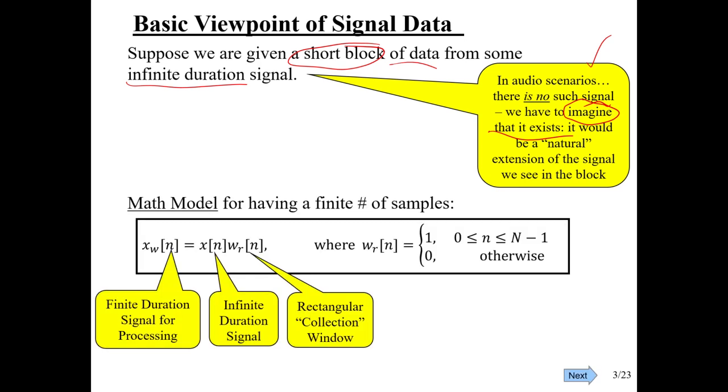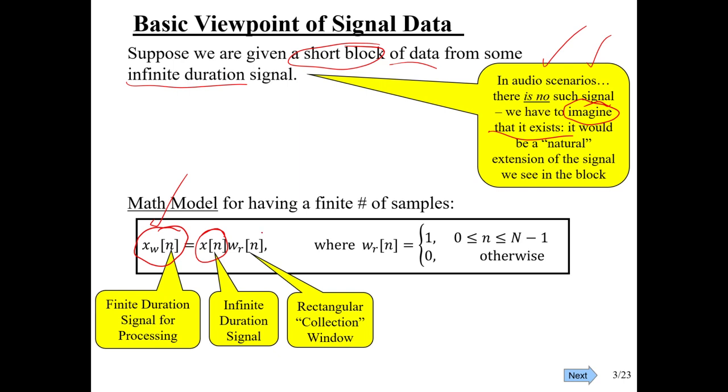So here's our math model for how we think about the collection of this short block of data. Here is some infinite duration signal. And like I said, we have to at least imagine that there is some infinite duration signal. And this represents the samples that we've collected. And for mathematical purposes, to apply the theory of Fourier transforms to what we get from the DFT, that's why we're setting this up here. We have to imagine that the data that we got outside of that should be treated as zero.